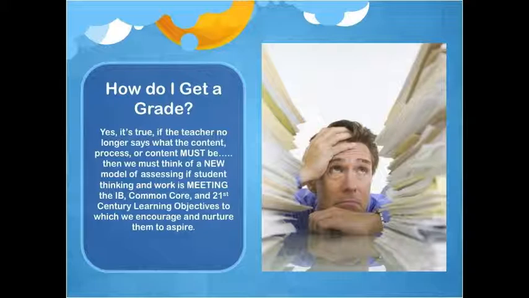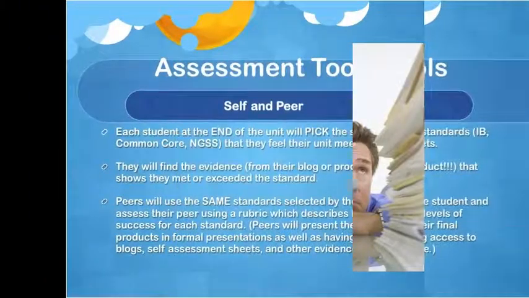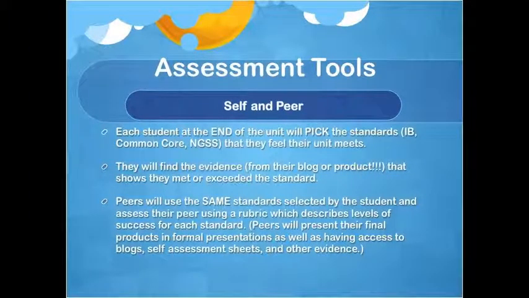Our first and most important answer is, again, put it back into the hands of the students. At the end of a unit, students will select a number of standards. This may vary from project to project. Each will be selected from a range of IB criterion, Common Core, or National Science Standards. Once these standards have been selected, students will go back to their Weebly site and find specific evidence that shows they have met or are working toward that standard. This might include video links with explanations of how they use them or elements from their final product.